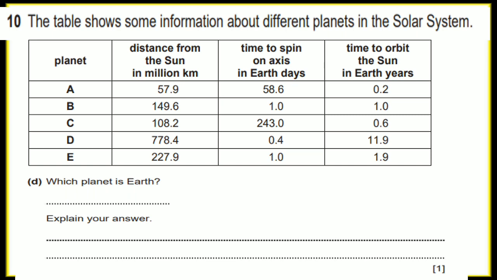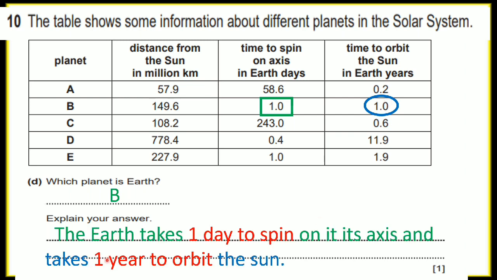Which planet is Earth? Look at this. It took 1 day to spin. It took 1 year to move around the sun. So that is B. The Earth takes 1 day to spin on its axis, and it takes 1 year to orbit the sun.